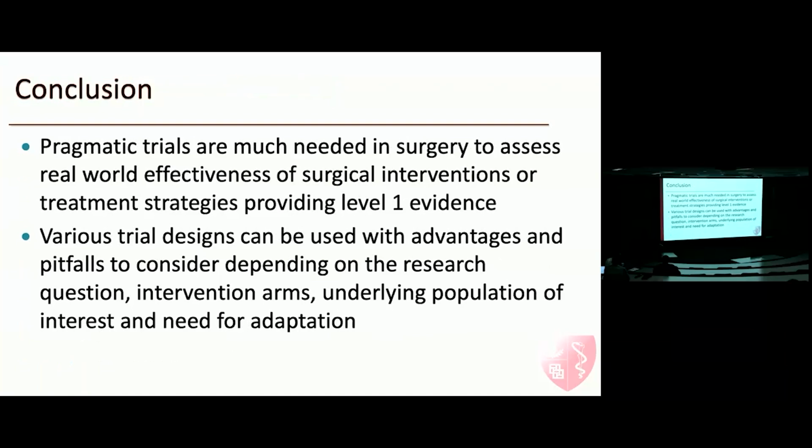So in conclusion, pragmatic trials are much needed in surgery to assess real-world effectiveness of surgical interventions and treatment strategies, to provide level 1 evidence. And there are various trial designs that can be used with advantages and pitfalls to consider, depending on your research question, your intervention arms, the underlying population of interest, and the need for adaptations.